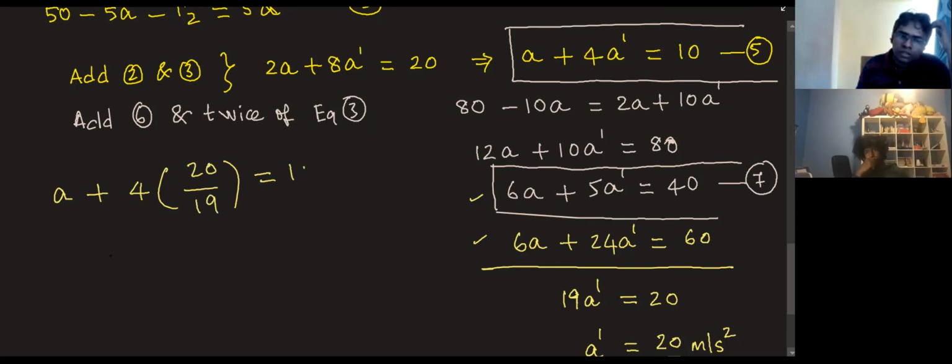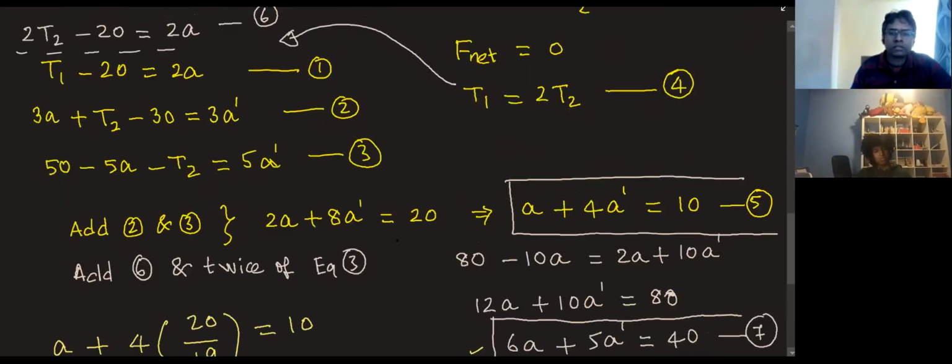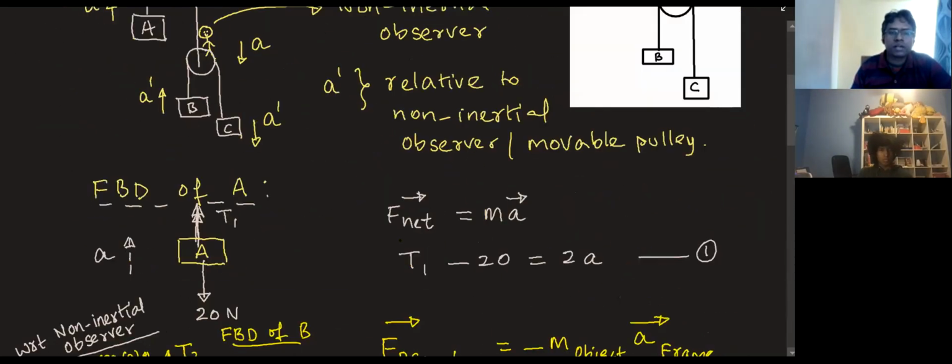Okay. So now here, what do we get? This is 80 by 19. So I think it will be like 190 minus 80. So 190 minus 80 is like 110. 110 by 19 meter per second square. Are you okay so far? Yes. Okay.